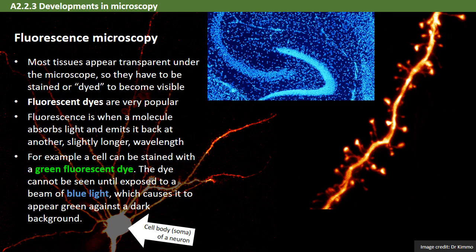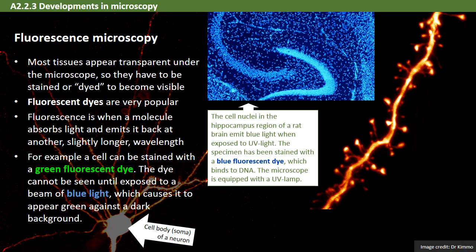The example at the top is of a blue fluorescent dye. The cell nuclei in the hippocampus region of a rat brain emit blue light when exposed to UV light. It's because the specimen has been stained with a blue fluorescent dye. This dye binds to DNA. So when you turn on the UV lamp on the microscope, the DNA in the nuclei of the cells appear blue. So each dot is a cell nucleus in this picture.